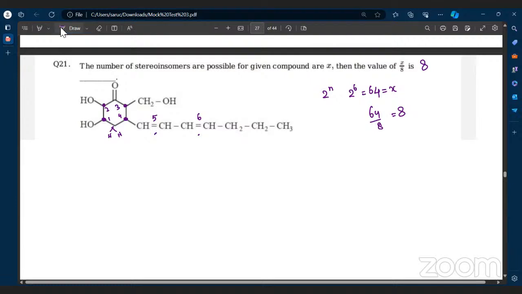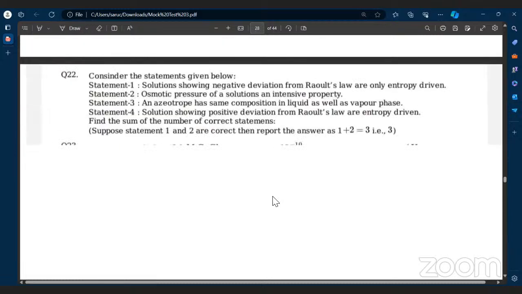Next question is, consider the statements given below. You have to evaluate the statements first and find the sum of the numbers of the correct statements. So if suppose 1 and 2 are correct, then the answer should be 1 plus 2 equal to 3. So this is the question.